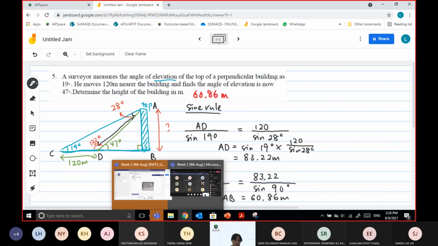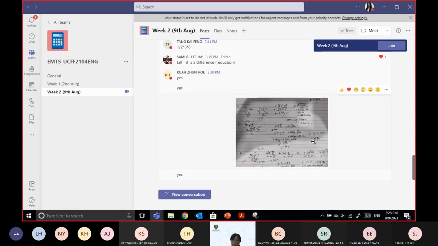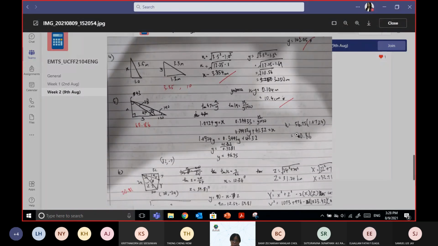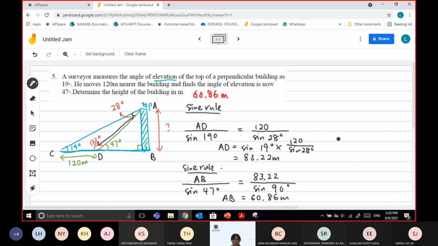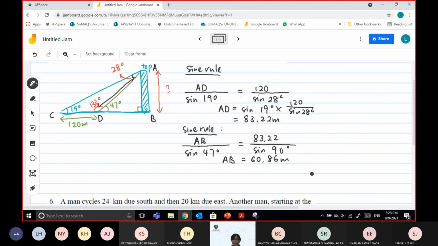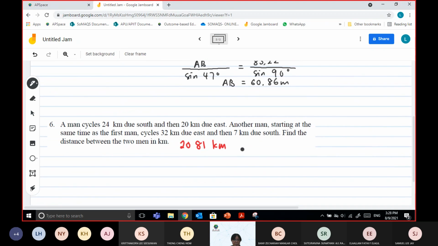So for him, Junho also gets the same answer, but he uses the tangent to do it. So there are many ways to do it. This is a way of using the sine rule. Is that clear for number 5? Clear, Miss? Okay, clear. Then I will move on to question 6.